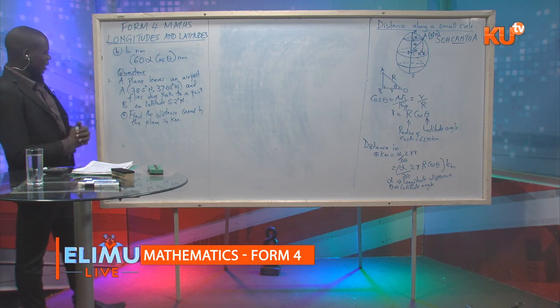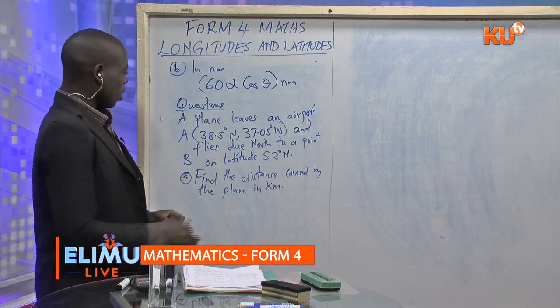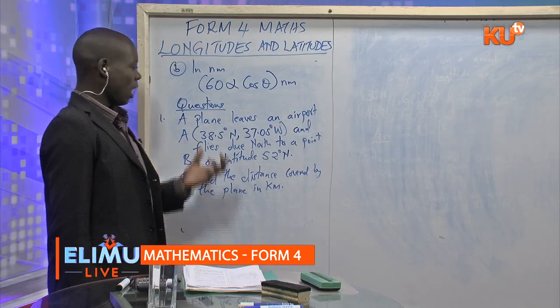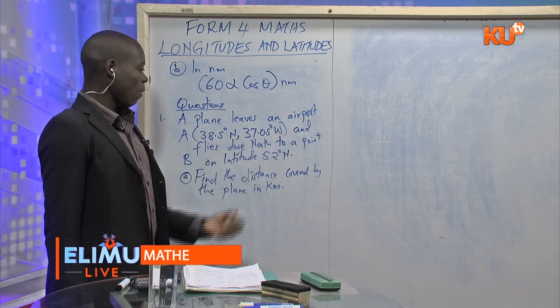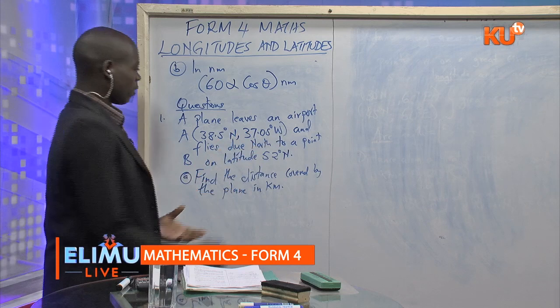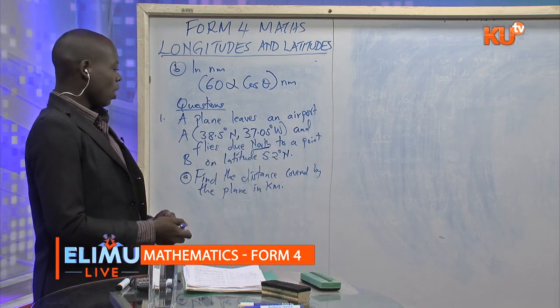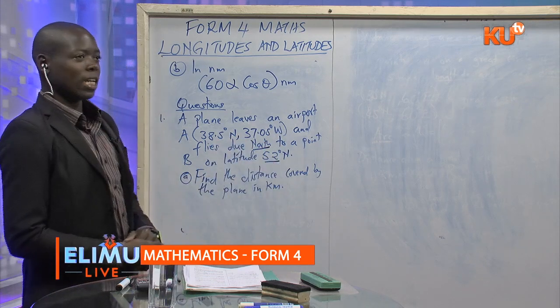In this case, then, let's read together that the plane leaves an airport which is 38.5 degrees north, that is the latitude angle, and 37.05 degrees west, this is the longitude angle. It is flying due north to a point B, which is now on a different latitude, 52 degrees north.